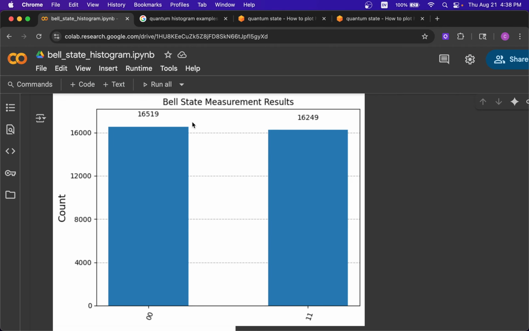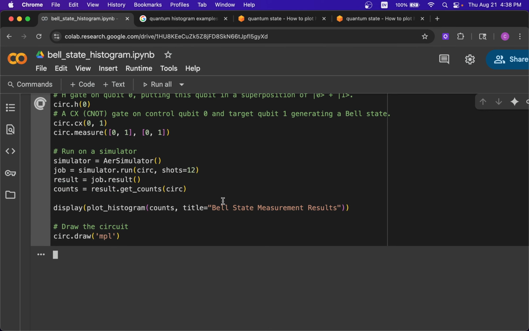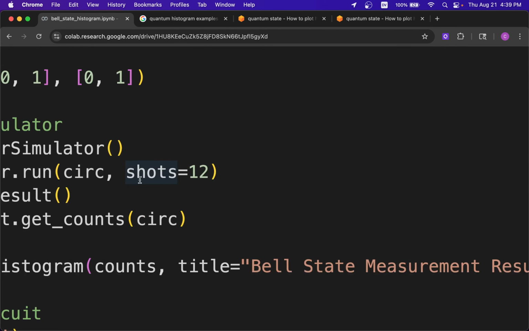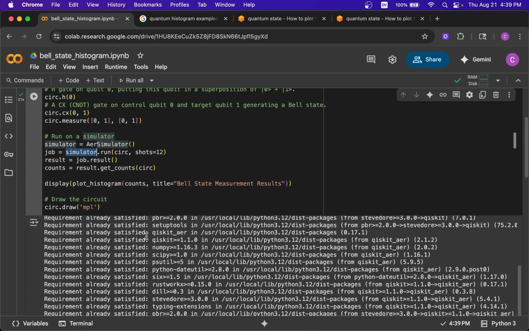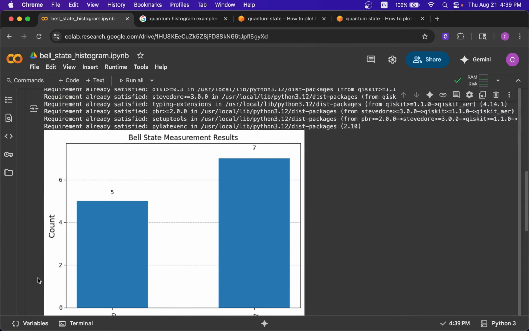Now this was run a large number of times, but if we run it a smaller number of times, like say 12, then we're going to see a little bit more variation between the double zero and the double one results, and it won't look as flat. So it's kind of like zooming a lens in. The larger this number of shots is that you pass into your simulator or your actual quantum computer transpile function, then the more accurate your results are going to be.